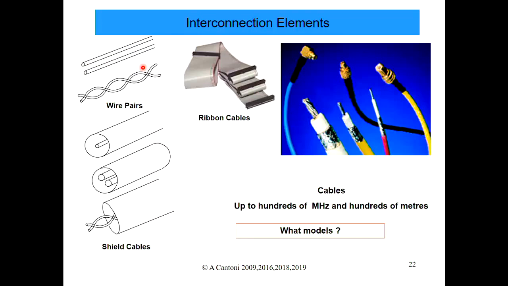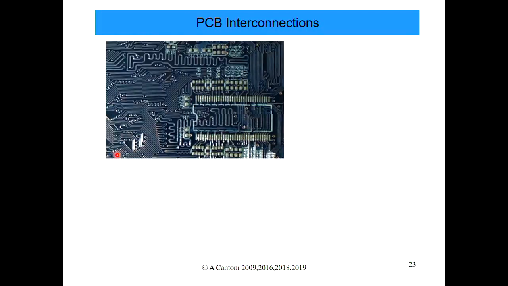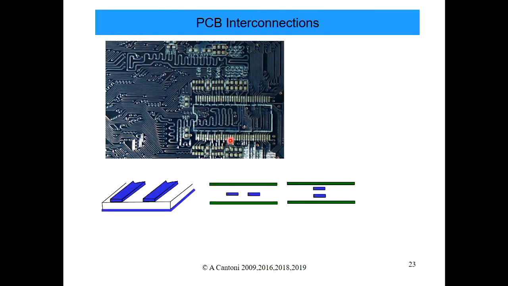And what models do we need for them? We call those in general, as I said, transmission lines, okay? We need models for them, okay? On a printed circuit board, you have these transmission lines as well, okay? And it can be different configurations.